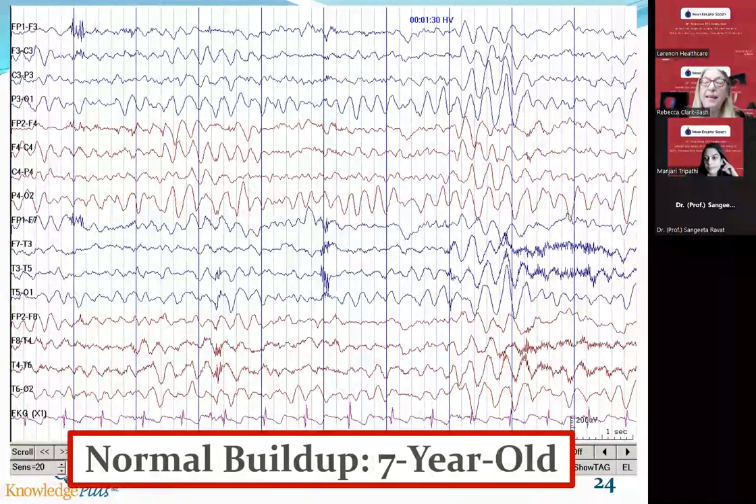So again, pediatrics are biggest in amplitude posteriorly. This is a 7-year-old girl. By age seven, we expect the PDR to be around 8 hertz, like an adult. When you look at this slowing, it slows her posterior activity down to 3 or 4 hertz. That's normal. That's absolutely normal.